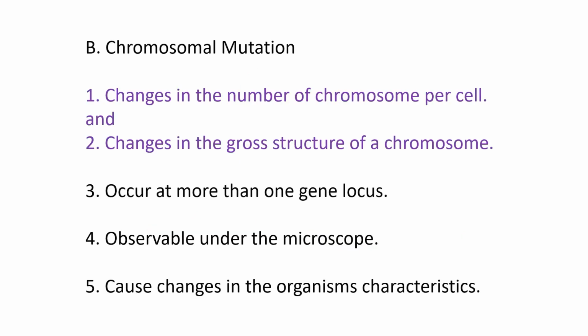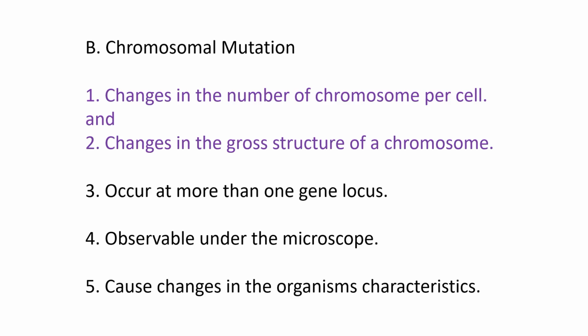Now, chromosomal mutation is the changes in the number of chromosomes per cell and the changes in the gross structure of a chromosome. So there are two things here. The number of chromosomes changes, and the gross structure, the structure or shape of the chromosome, also changes. So there are two parts of chromosomal mutation here. For today, we only cover the gross structure of a chromosome. We go stage by stage because I don't want you to get confused between these two.